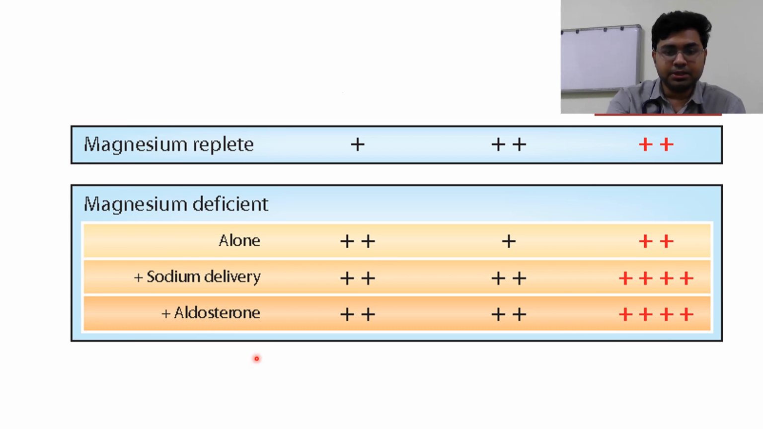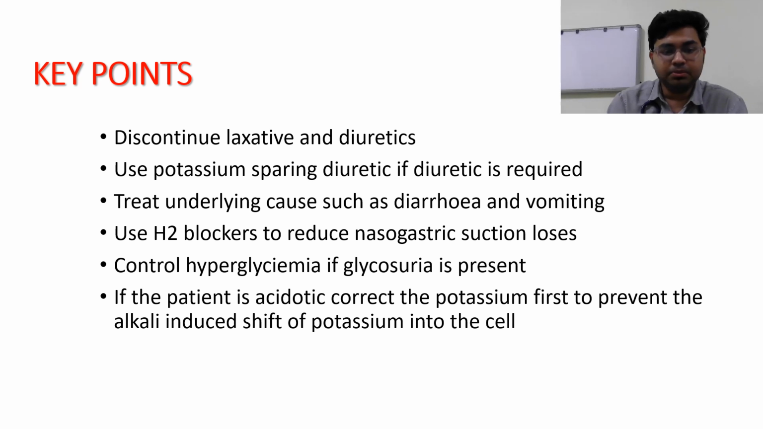So here, this is the diagram which is depicting this aldosterone thing. If your aldosterone is abnormally increasing, your renal excretion of potassium is also abnormally increasing. So you have to keep in your mind, you have to check the aldosterone functioning as well. So key point before ending the slide, you have to discontinue the overuse of laxatives and diuretics. Preferably, you have to stop the loop diuretics and the thiazide diuretics.